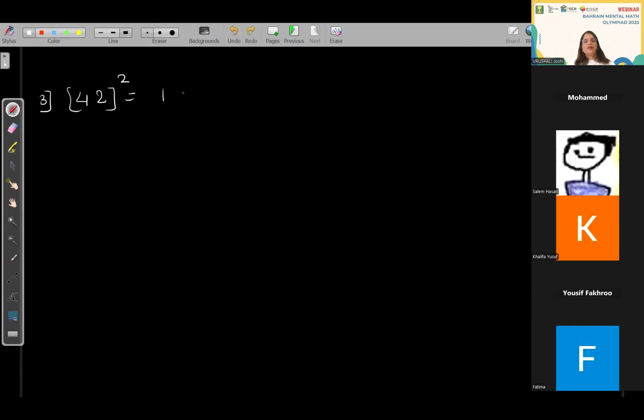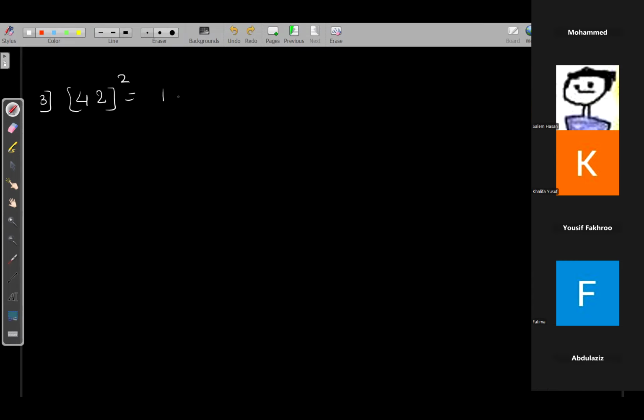1764. Yes, 1764. How did you get 1764? 4 square is 16, then you multiply 4 times 2, and then you have a 2 square. 4 square is 16, 4 times 2 is 8, and 8 double is 16, and that is 4. Now you don't do anything, you just arrange the numbers together.